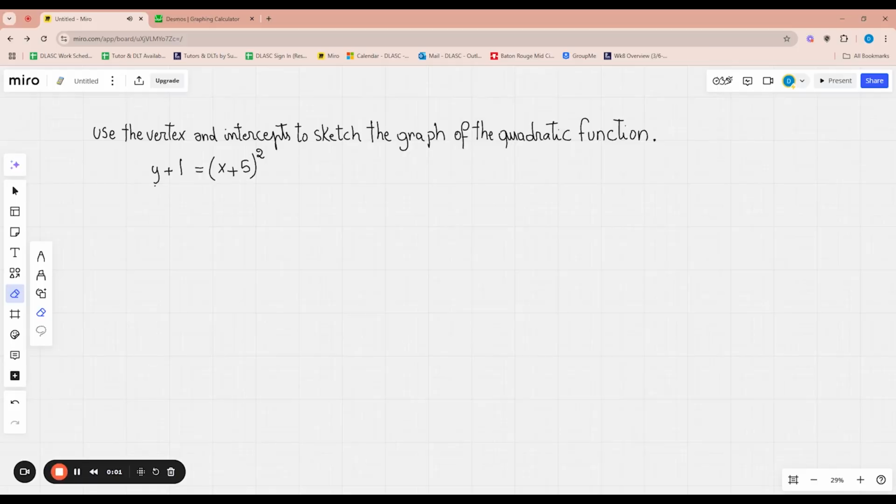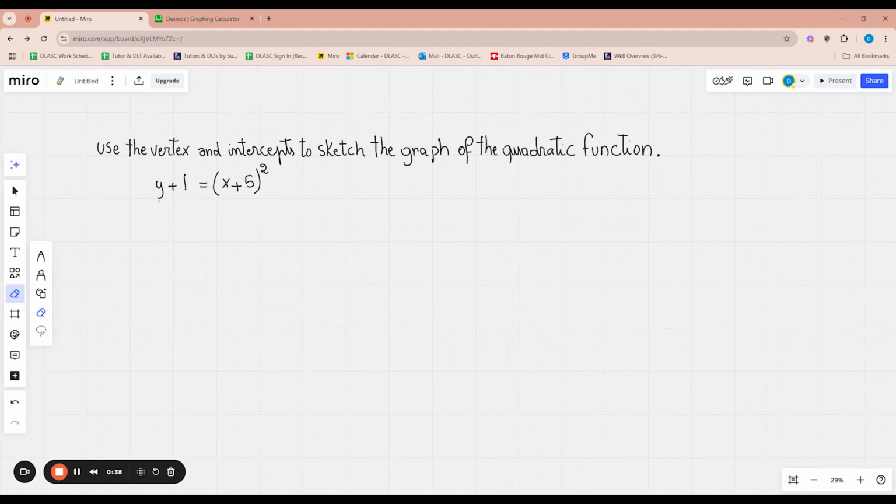Hello everyone, today we're going to explore a concept in algebra: graphing a quadratic function by using the vertex form and intercepts. The function we will work with is y + 1 = (x + 5)^2. We will work together through each step of rewriting the equation, finding the vertex, determining the intercepts, and sketching the graph. Along the way, I will share some information that will help you understand the importance of each part of the quadratic function.